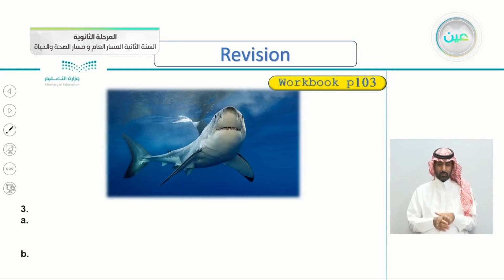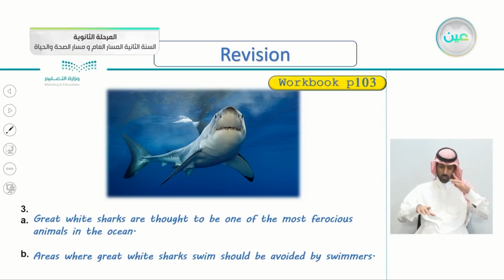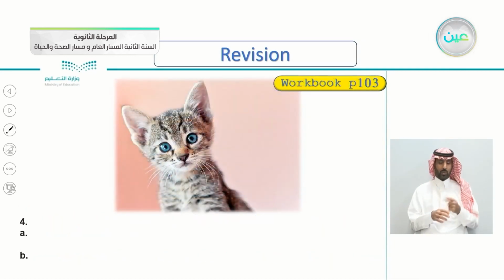So, very good, but here I've written great white sharks are thought, so this is the reporting verb here, are thought to be one of the most fiercest animals in the ocean. B, areas where great white sharks swim should be avoided by swimmers. Very good. Moving to the 4th picture, the picture of the kitten here, or the cat.